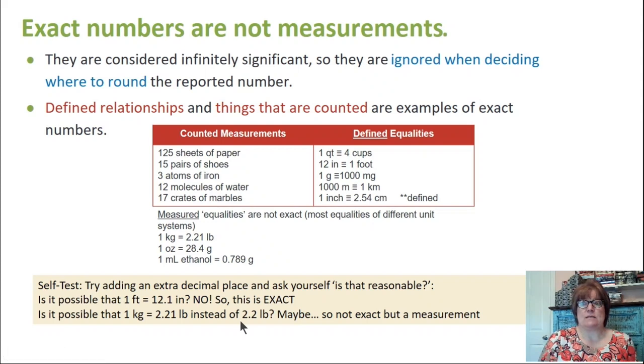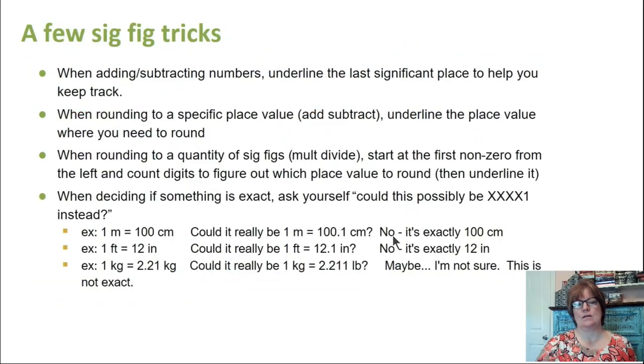I might say, is it possible that instead of 2.2, it's 2.21? Maybe. Or instead of 2.21, it's 2.216? Maybe. So if it can go on more decimal places, and I think that could be a reasonable answer, it doesn't mean I have to know that that's the answer. Is that a reasonable thing? Then that's going to be a measurement. Note that one thing that's a little tricky is that 1 inch equals 2.54 centimeters. That actually is a defined measurement. That is a defined value. It is not a measurement. It is a defined relationship between the metric and the British system that they set up.